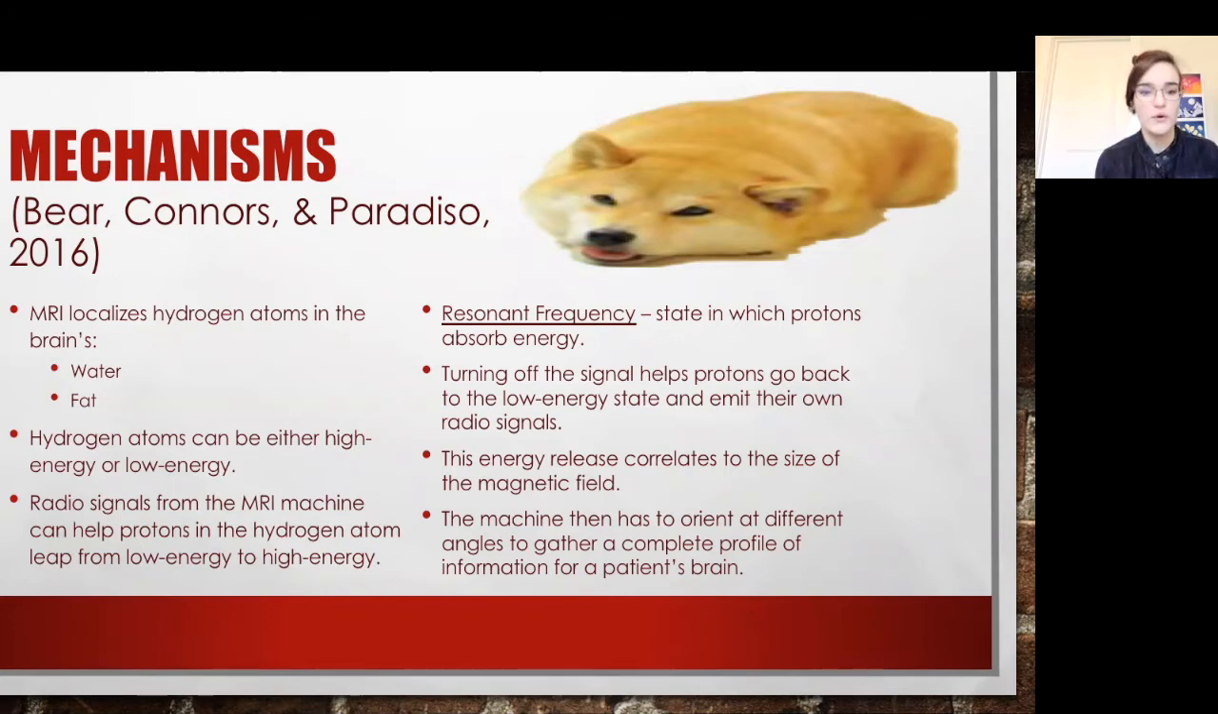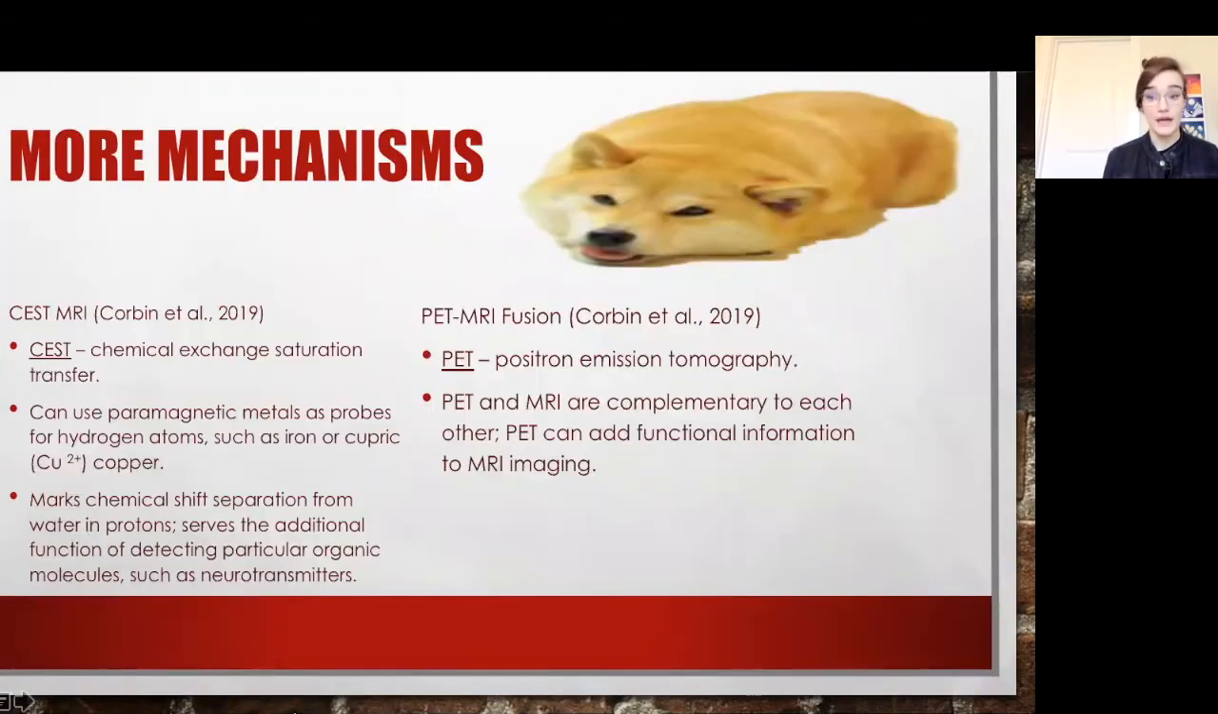Radio signals from the MRI machine can help protons in the hydrogen atom leap from low energy to high energy. From there, we reach a resonant frequency, which is a state in which protons absorb energy going from low to high. Then, turning off the signal in the machine helps protons go back to their low energy state, like me without coffee, and emit their own radio signals. This energy release correlates to the size of the magnetic field and helps give us an image of the brain in MRI. The machine then has to orient at different angles to gather a complete profile of information for a patient's brain.